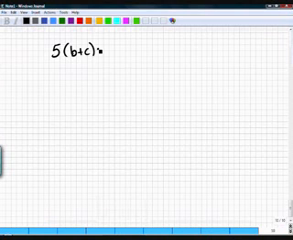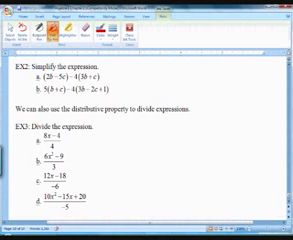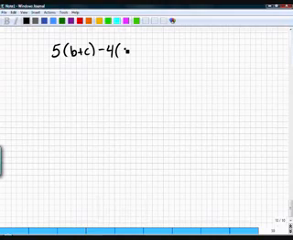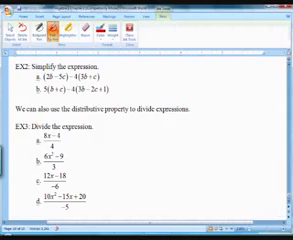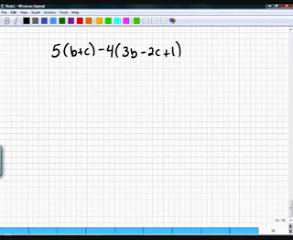Minus 4 times 3b minus 2c plus 1. Maybe? Yeah. Very similar, right? Okay, Josh. First set of parentheses. Get rid of them.